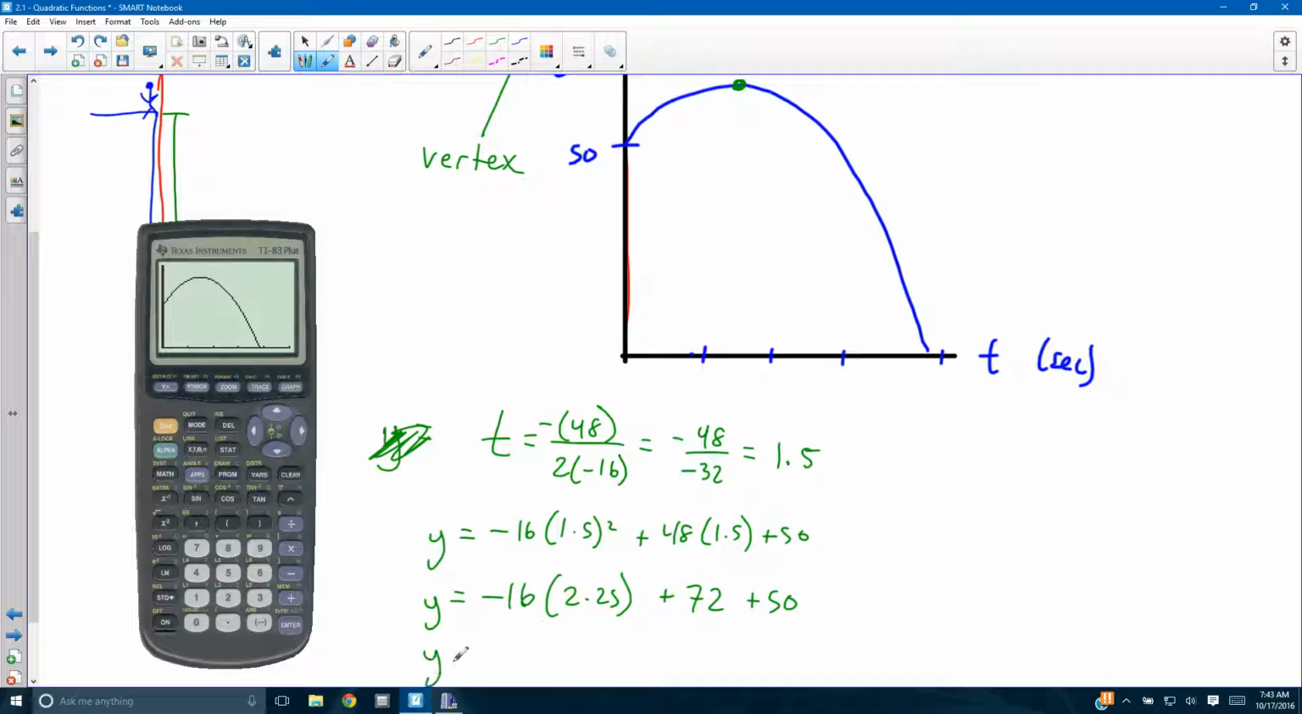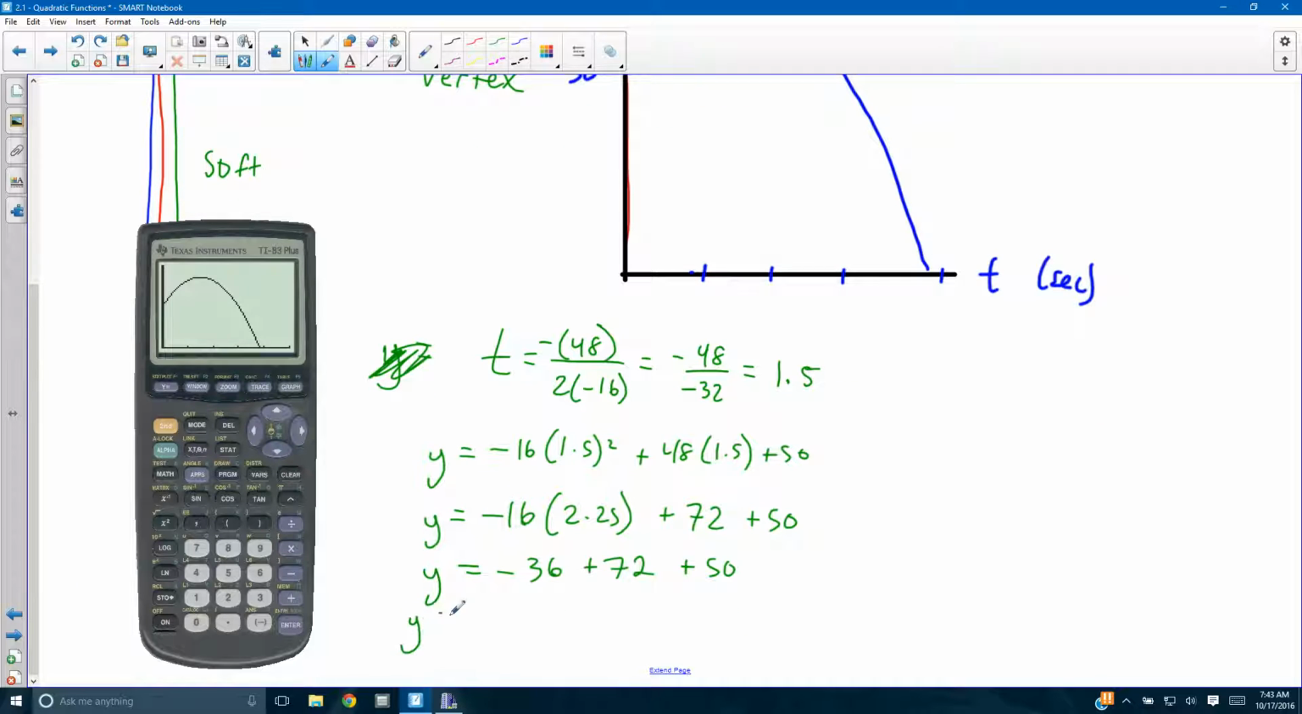Oh, don't make me do this one. 2 1/4. A quarter of 16 is 4. 2 times 16 is 32. 32 plus 4 is 36. This will be a negative 36 plus 72 plus 50. So 36 plus 50 is 86.